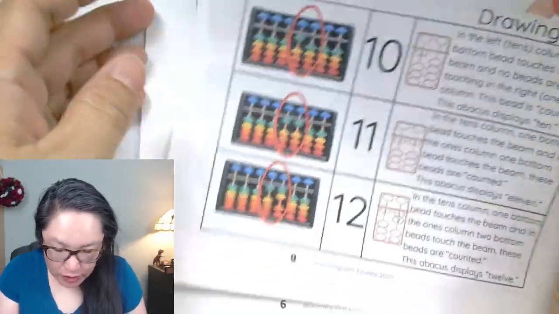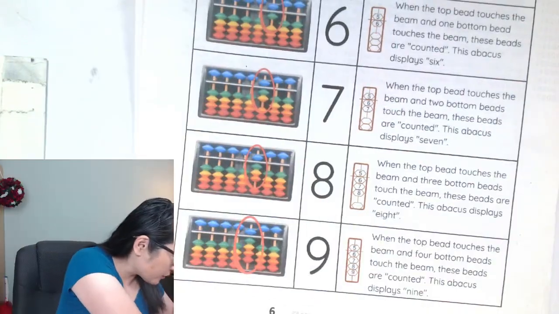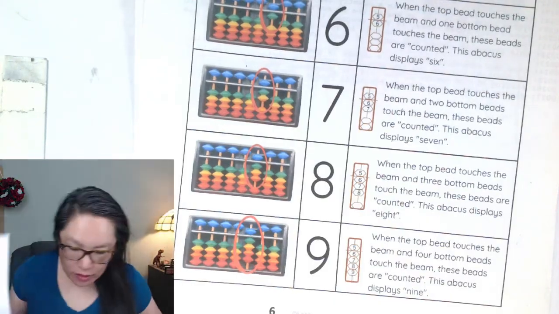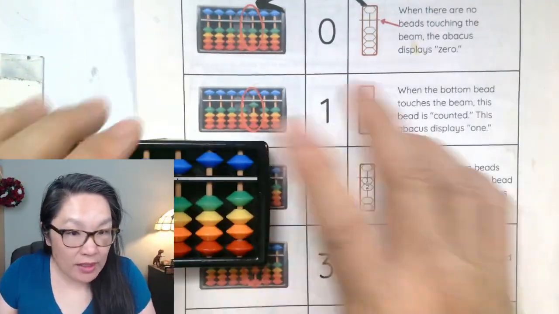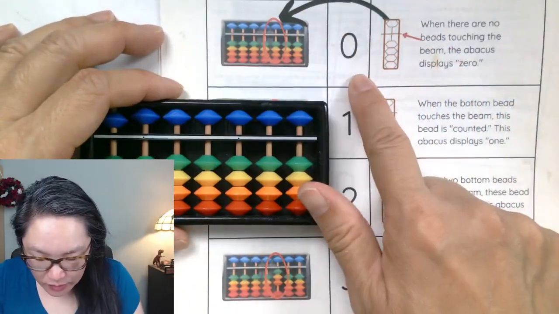So again, what we're going to do is we're going to review. I have my other page. Here it is. So let's do a little review. For those people that came in, what we're going to do is read the abacus. When we read the abacus, we do 0. This is 0.